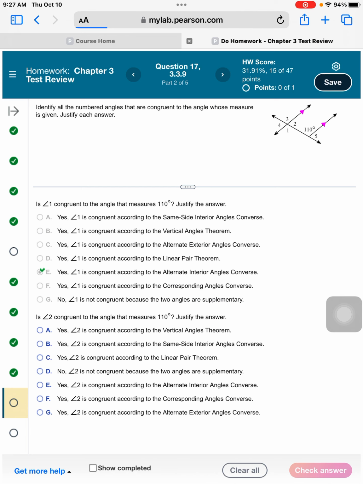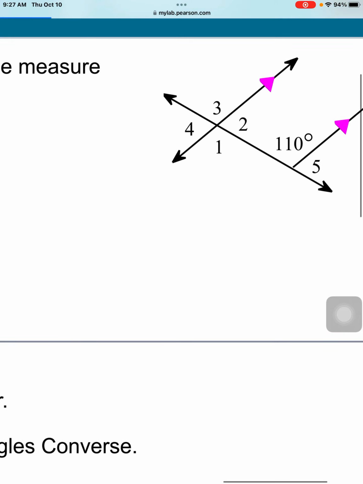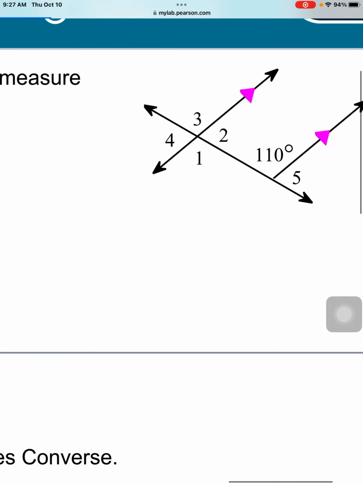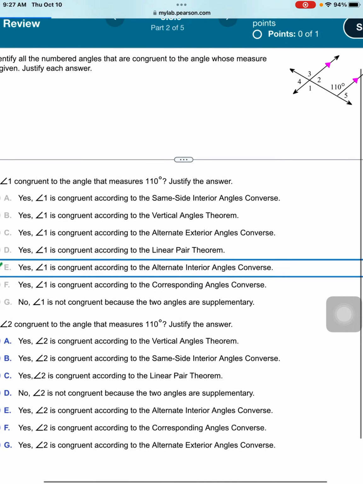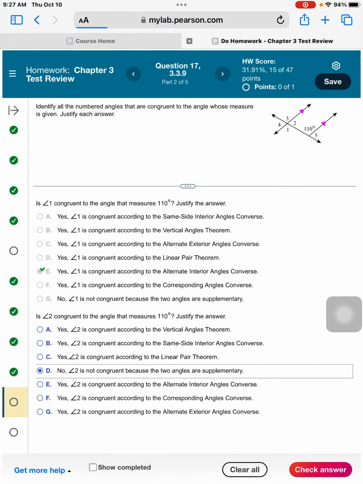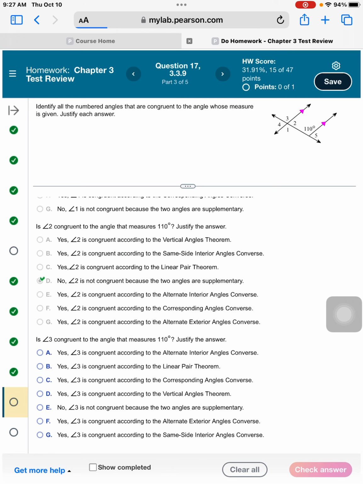Cool. What about measure of angle 2? No. Measure of angle 2 would be what? If I know that these two lines are parallel and this line over here, the one that's going diagonal, is the transversal, I know that 2 and 110 are not congruent. They have to be what? Supplementary, because they are same side interior angles. So no, because the two angles are supplementary. That was actually pretty easy. They just gave you one no, which is weird.